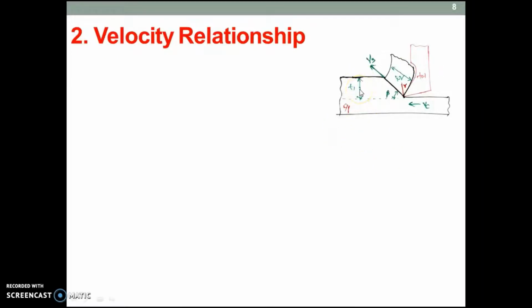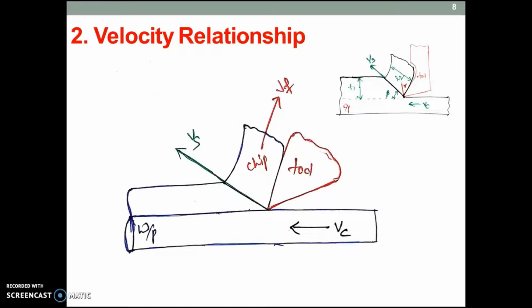So T1 is the uncut chip thickness, T2 the cut chip thickness, and another velocity is Vf, the chip flow velocity. This is nothing but the velocity of the chip with respect to the tool. So Vf is the chip flow velocity, Vs the shear plane velocity, Vc the cutting velocity. Vf: velocity of the chip with respect to the tool. Vs: velocity of the chip with respect to the workpiece. Vc: velocity of the tool with respect to the workpiece. Velocity has direction and magnitude, so it acts like a vector. That's why we call it a velocity vector.